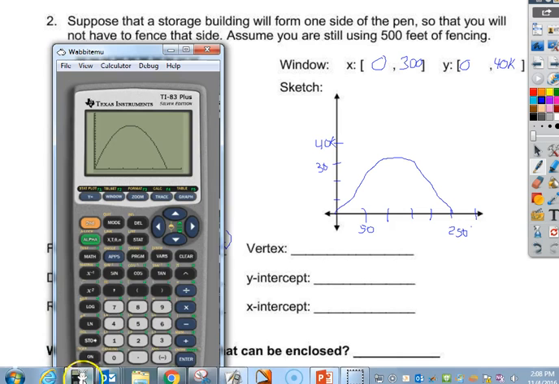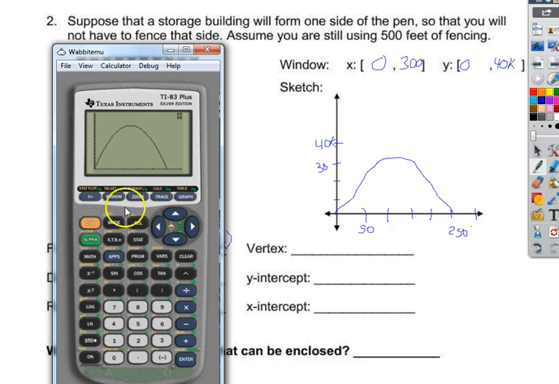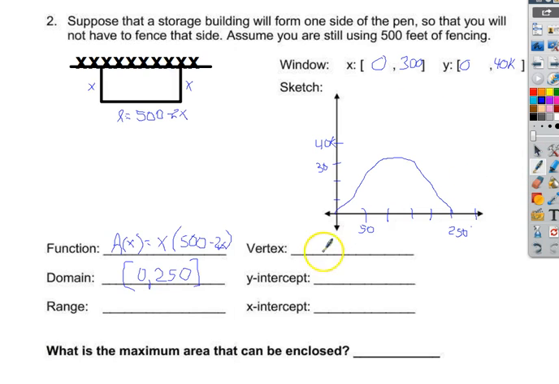vertex is. So to do that, we're going to go into second trace. We want to know the maximum, so we're choosing option 4. We're going to move our cursor to the left of the max, and we're going to move it over to the right of the max and hit enter, and then we're going to guess, and it tells us that it's 124.99999, which is 125, and then for our y value, it is 31,250.